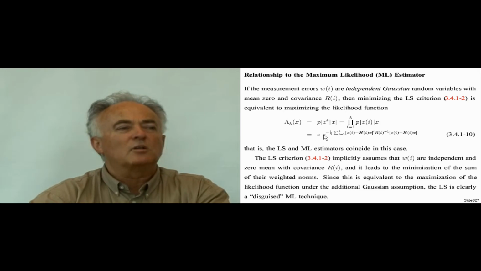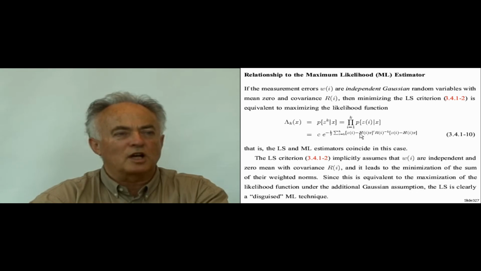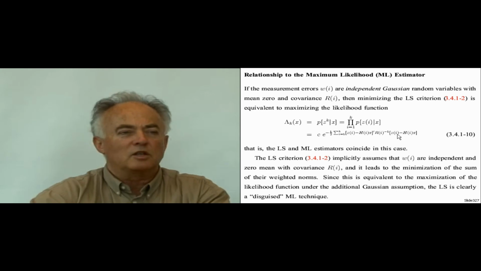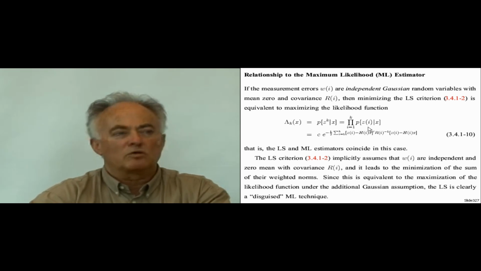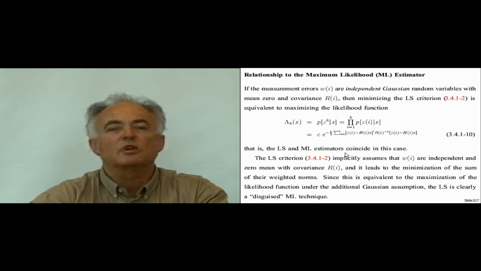Ignoring the constant right now, we have an exponential, and the exponents are minus one half zi minus Hi x transpose Ri inverse zi minus Hi x. This will be the exponent in each of these PDFs, and because you have a product, the exponents just add up. So you can see that maximizing the likelihood function is the same thing as minimizing the exponent, because it has a minus sign in front of it. Therefore, the two criteria lead exactly to the same result. So least squares, again, is a disguised maximum likelihood estimator. As we showed in the scalar case, now we have shown the same result for the vector case.